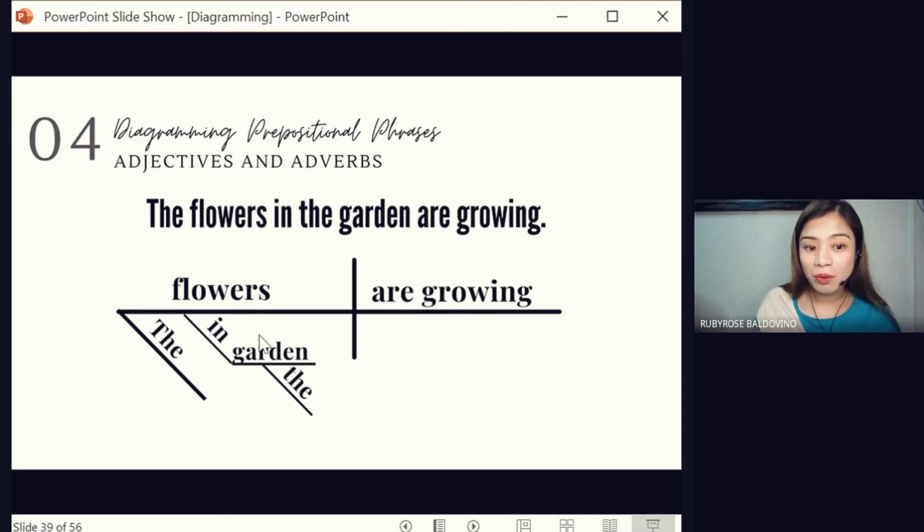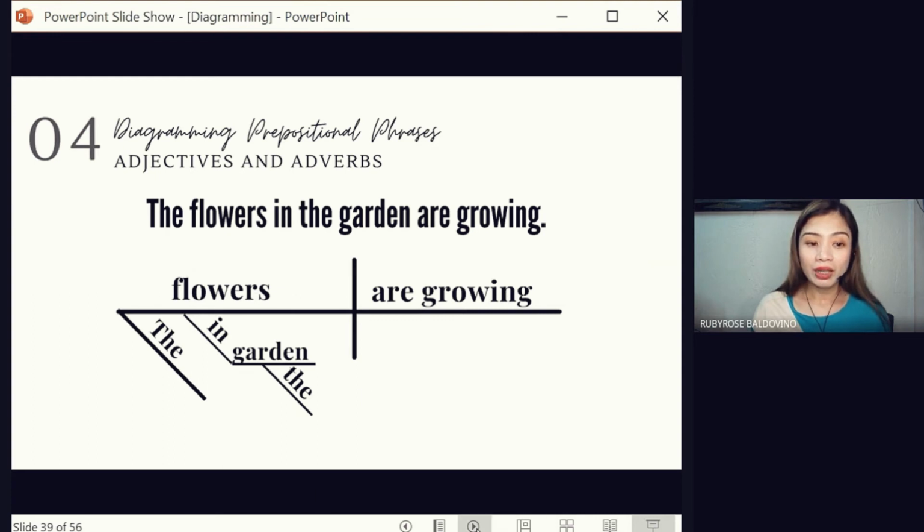So the object of the preposition here is the word garden. And of course, we should not forget the article the, and we should put it on another slanted line. Okay, so just remember, if there's a prepositional phrase, put the preposition on a slanted line under the noun that it modifies. In this case, in the sentence, it's the subject. And then put the object of the preposition on a horizontal line after it.